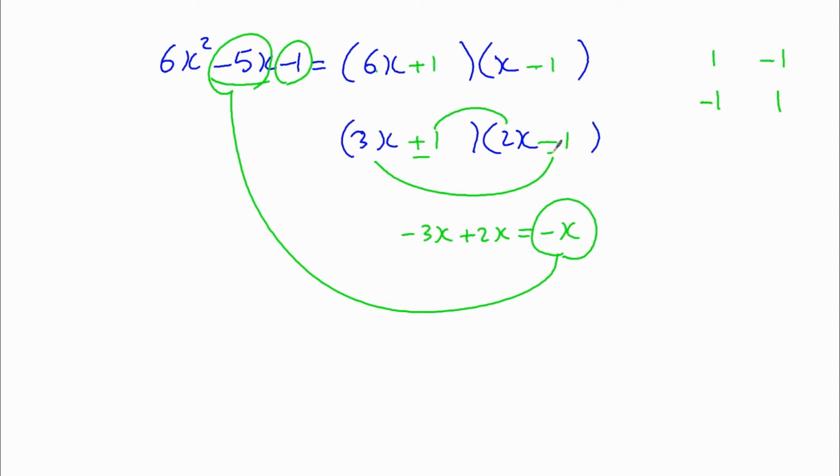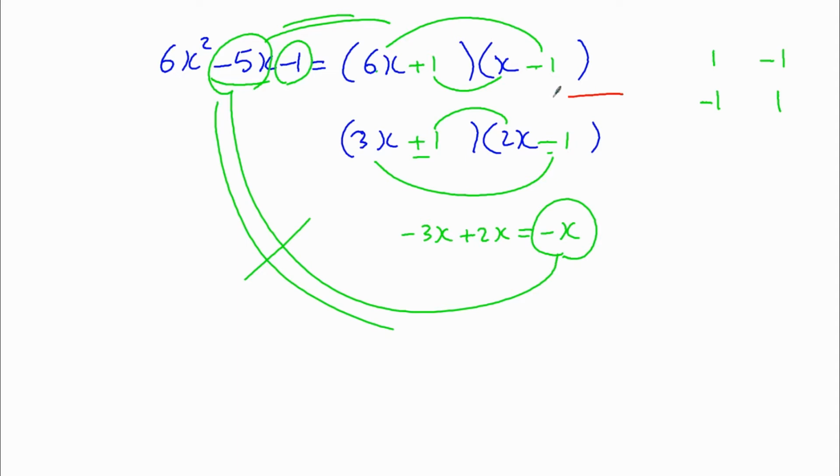Okay, having checked it, I'm just going to show it one more time for the top one. Minus 1 times 6x is minus 6x. 1 times x is x. So minus 6x plus x is minus 5x, which is equal to that. So this is equal, but in here, this is not equal there. So basically, our final answer in here would be 6x plus 1 times x minus 1.